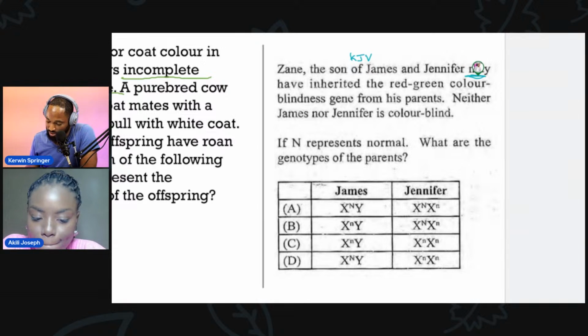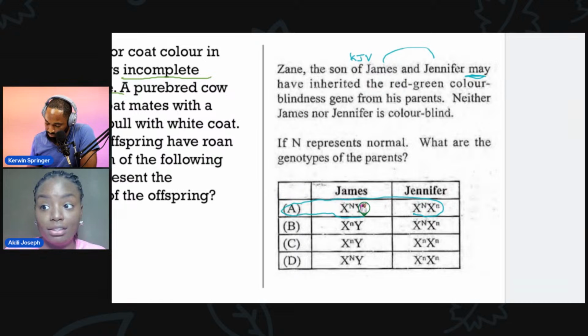Zane, the son of James and Jennifer. I misunderstood this question. Neither James nor Jennifer is colorblind. So "may have" means that Jenny is the one. Just remember, James and Jennifer are both the parents. Okay, neither James nor Jennifer is colorblind.